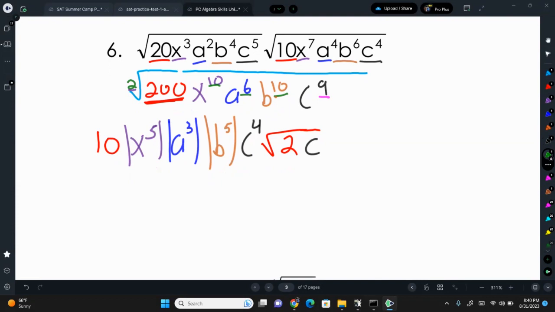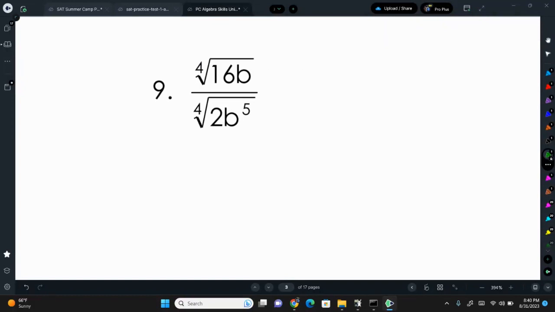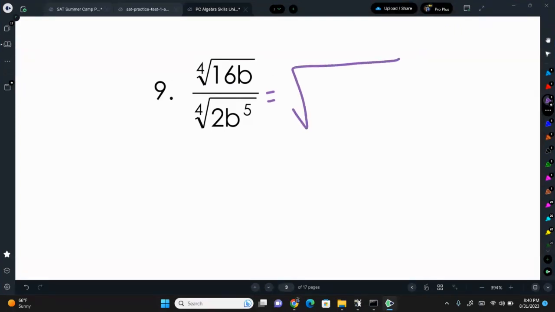All right, I'm going to do number 9 next, and then I'm going to have you try 7 and 8. So number 9, we are in 4th root land, and 4 is an even number, so we have an even root. Because they're both 4th roots, we can combine this into one radical. You may say, well, why would we want to do that? Well, if we have it under one radical, we can cancel things out using simplifying fractions, simplifying variables with exponents.